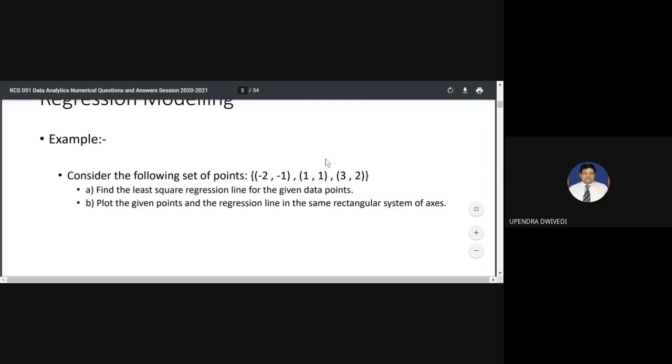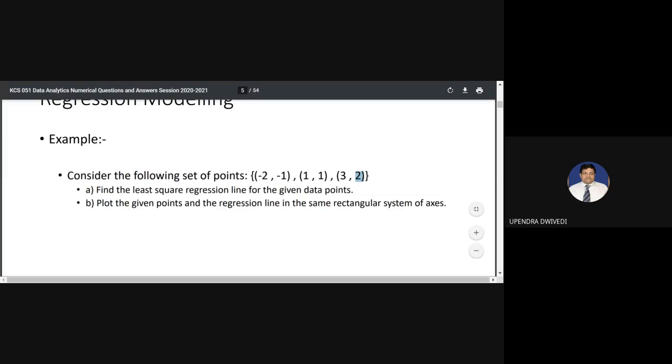So, in today's session, we'll revisit this problem and find out how to solve it. Consider the following set of points, represented as x1, y1, x2, y2, x3, and y3. For x1 equal to minus 2, y1 is minus 1. For x equal to 1, y equal to 1. For x equal to 3, y equal to 2. Now we have to find the equation which will satisfy all these points.